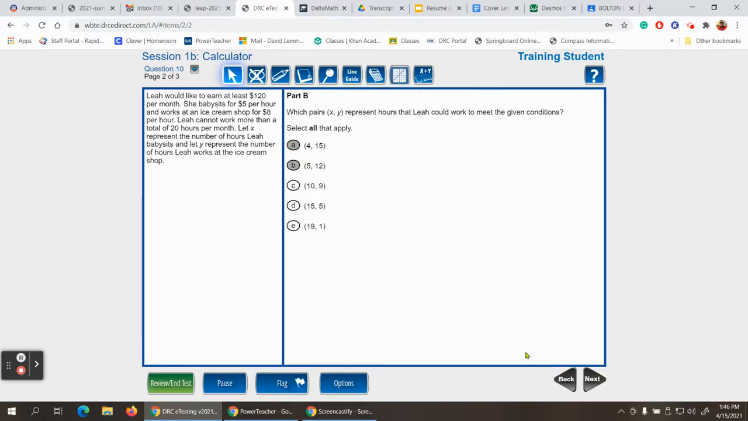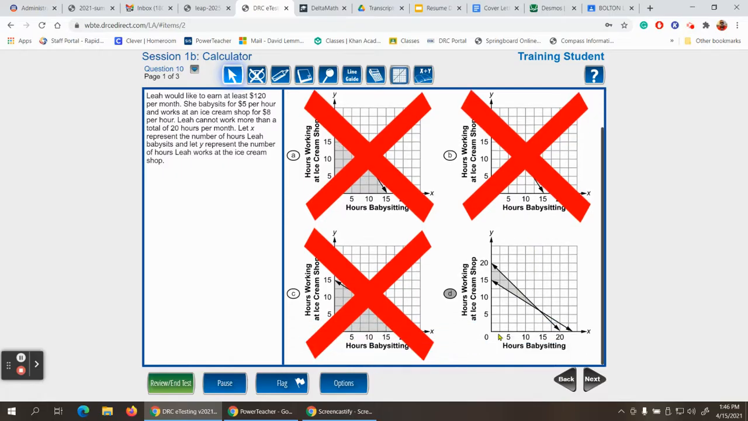So I click that. 10.9. Click back. 10.9 is about right there. So, yep, that's an answer choice.